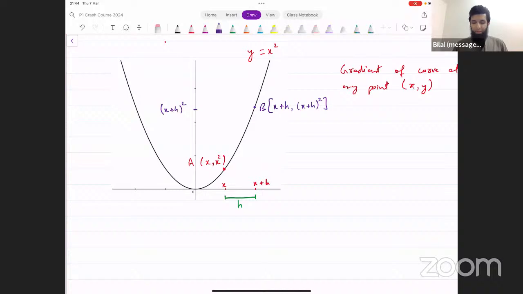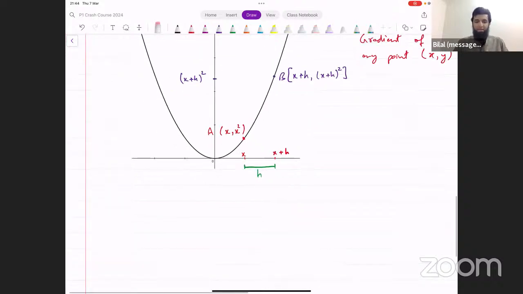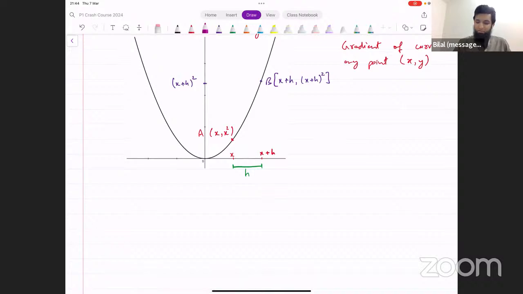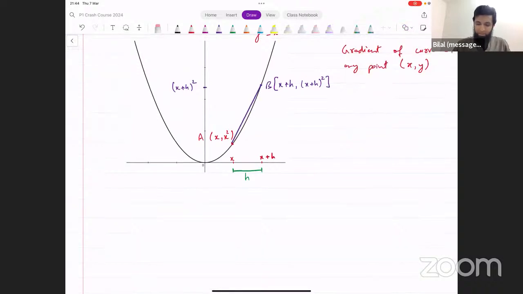Right? So we have taken 2 points like this. Point A is the point at which we want to find the gradient. And we're calling that x, y, or in this case, x and x squared. And the other point is x plus h and x plus h whole squared. Now, let's find the gradient of this line AB. This is the line that we have.